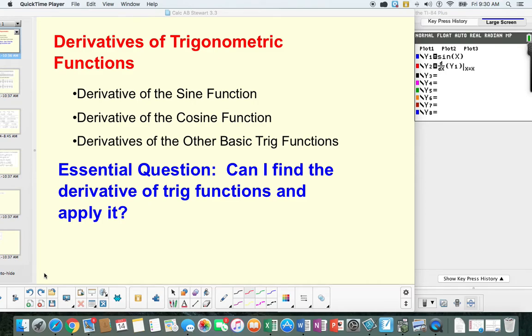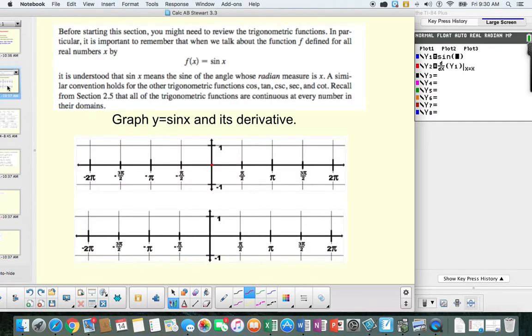Derivatives of trig functions. Essential question: Can I find the derivative of trig functions and apply it? Let's start with f of x equal to sine of x. Let's graph the sine of x and then see if we can predict the derivative.